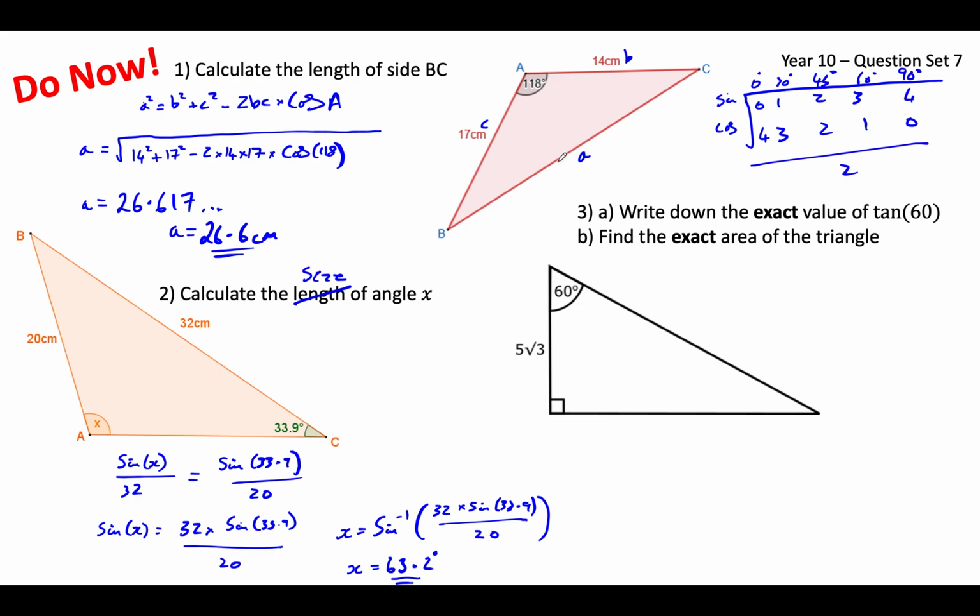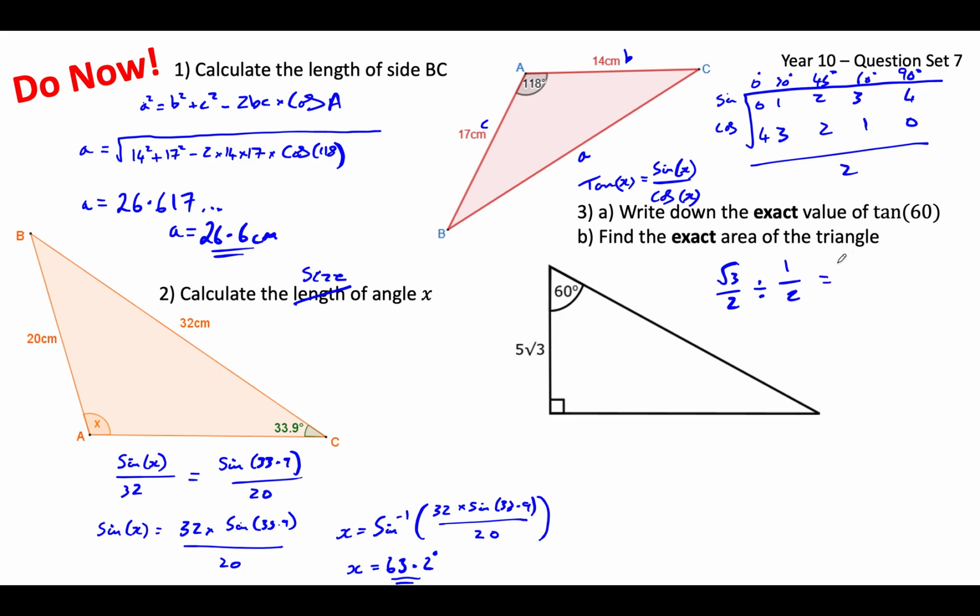Now, obviously, tan doesn't appear in there, but we know that tan of an angle is the same as sine of an angle divided by cos of the same angle. So let's find sine of 60 and divide it by cos of 60. Sine of 60 is √3 over 2. And we're going to divide that by cos of 60, which is √1 over 2, which is just 1, isn't it? It's a half.